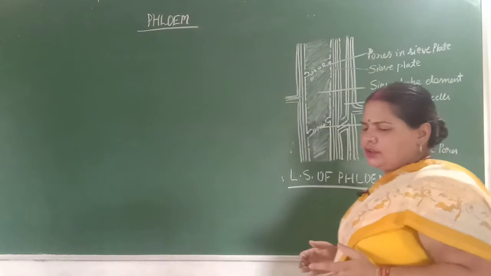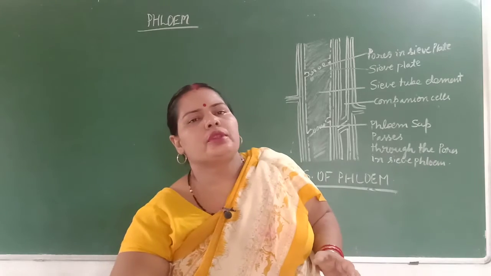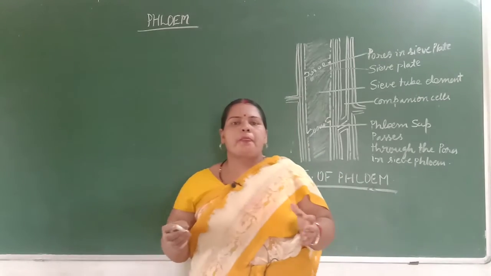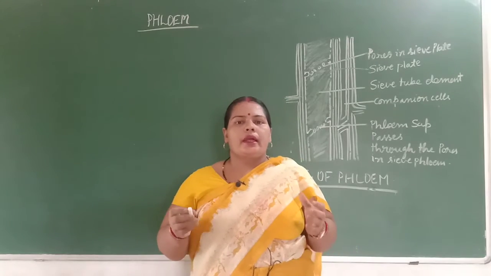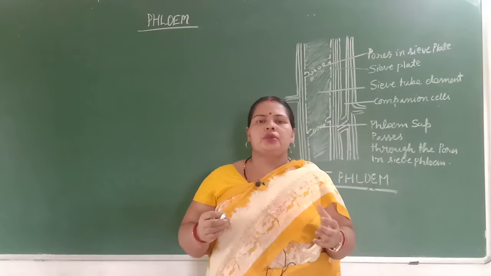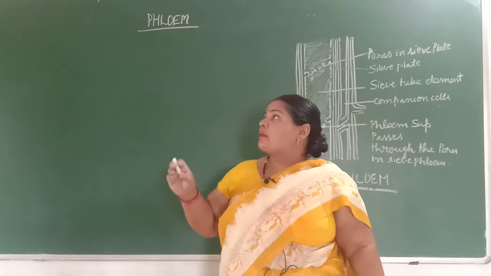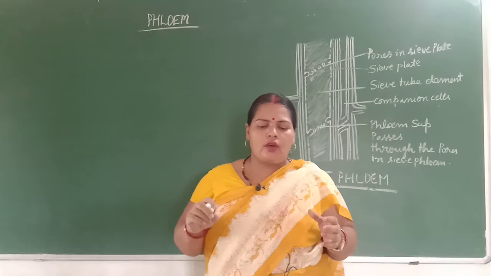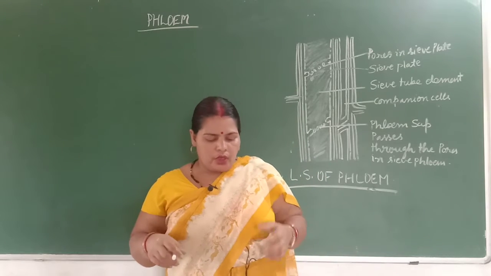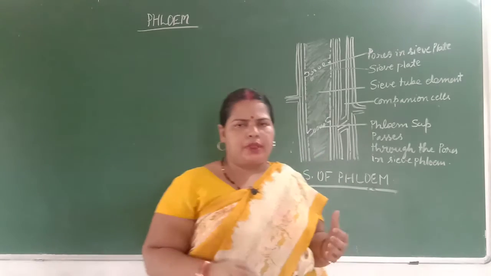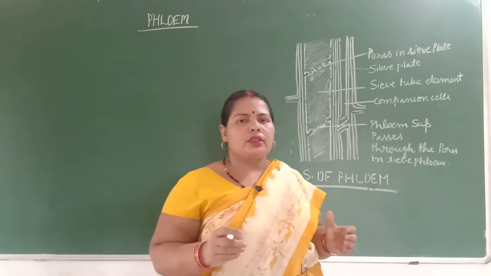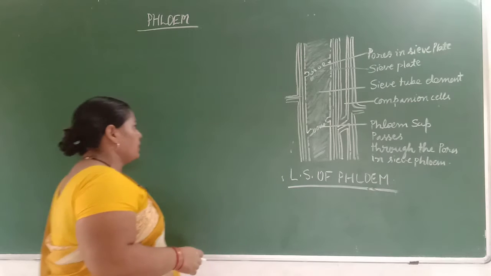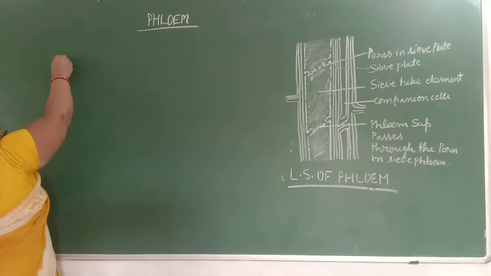In the previous class, students, you read about the xylem cells and xylem tissues. Today we are going to learn the next topic, that is the phloem tissues. Phloem tissue is also a complex permanent tissue. This is the second type of complex permanent tissue. So you learned the main characters of the permanent tissues. What are the main characters of the phloem tissues?